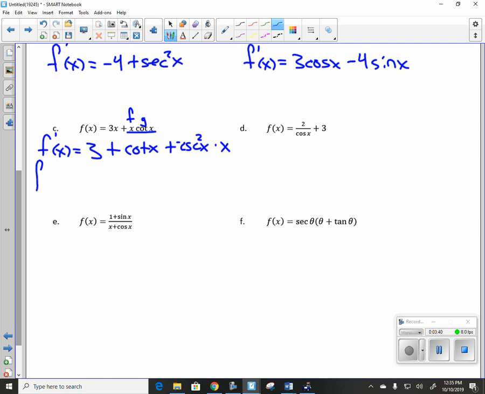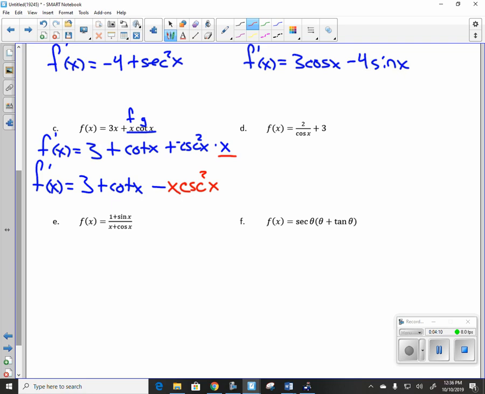I would appreciate it at this point if you rewrote it, 3 plus cotangent of x, and then it will be minus, and traditionally we do put the polynomial term, this x, in front so it's not confused with the other x. So minus x cosecant squared of x. And if you look at your original problem, that will tell you as well. Okay. All right.